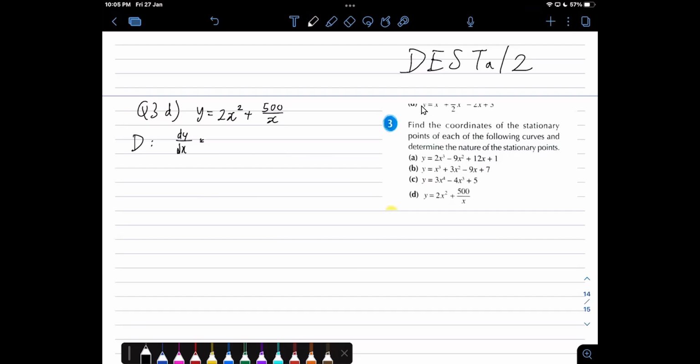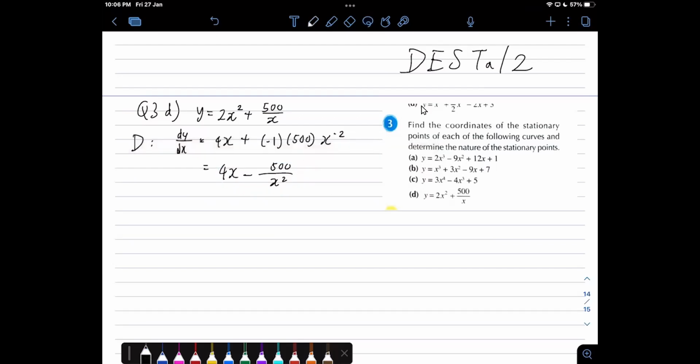Differentiate x squared, you get 2x, 2 times 2 is 4, 4x. This one is 500 over x, bring it up, x power -1. So -1 times 500, x power -2. You can also rewrite it as -500 over x squared. The minus can be brought down in front. 4x is in front. Very good. Now we can move on.